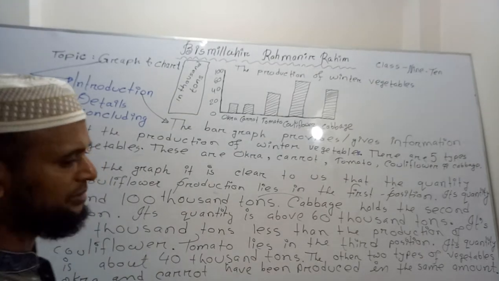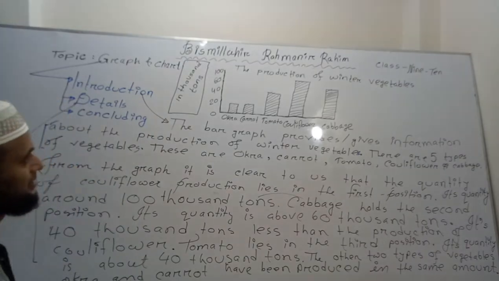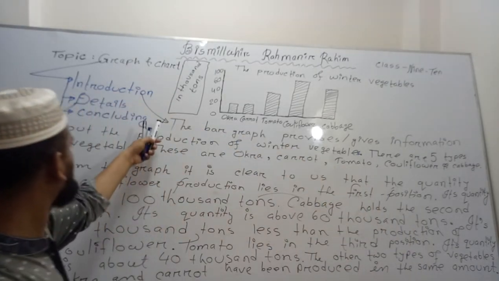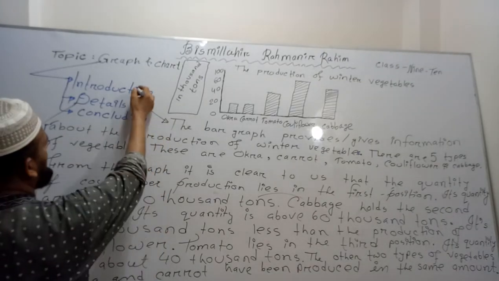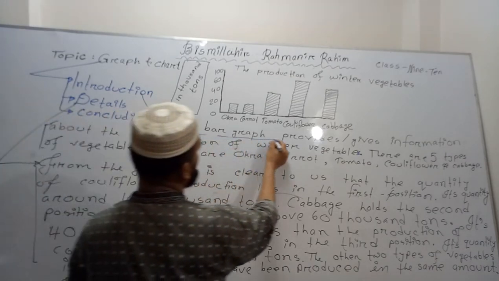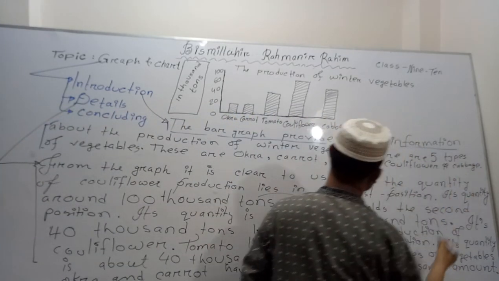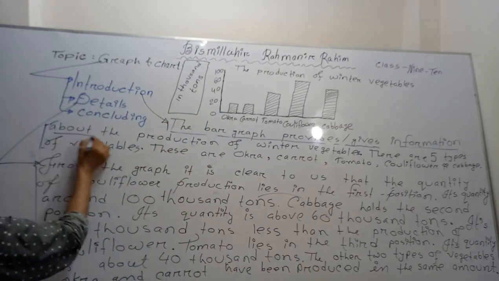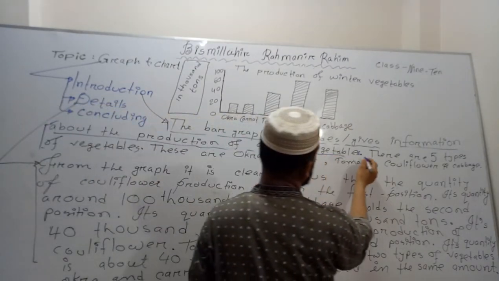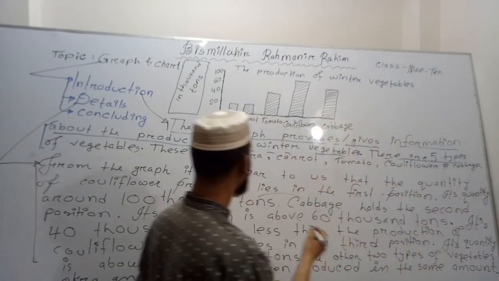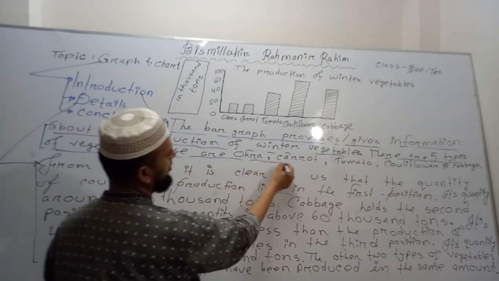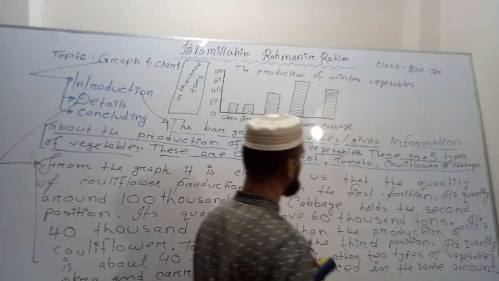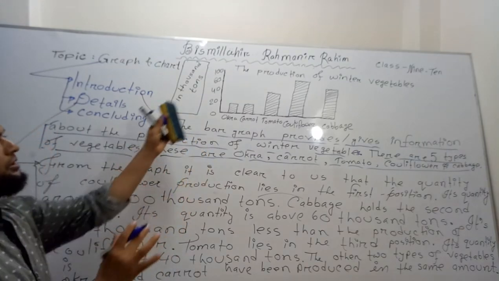So what we can see from this description is that we should give firstly the introduction. What will the introduction be? The graph provides information about the production of winter vegetables. There are five types of vegetables mentioned in the graph. These are okra, carrot, tomato, cabbage and cauliflower. This is the introduction of this graph.